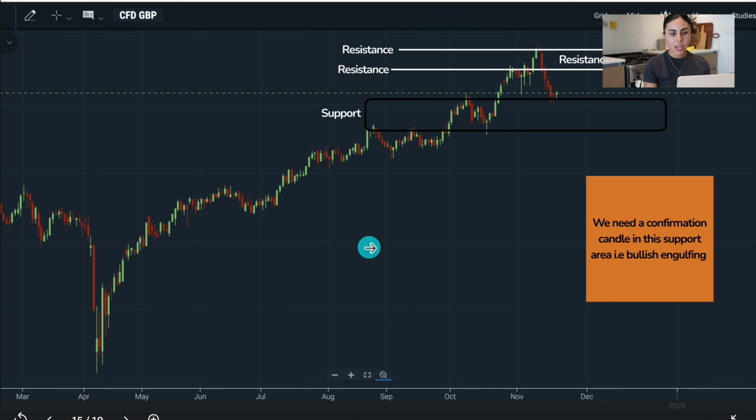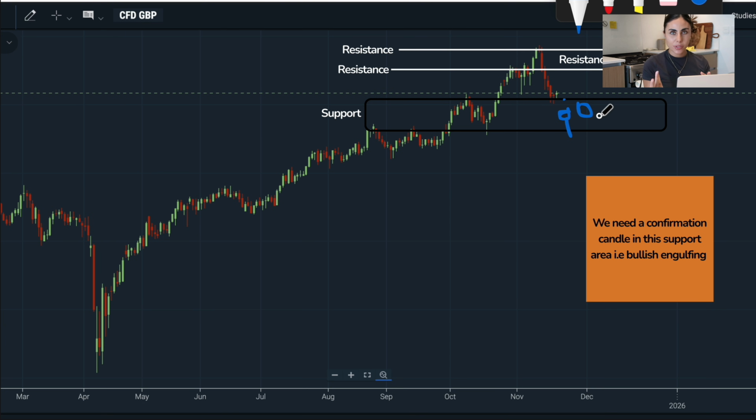So here's an example. This is the same example as earlier, but let's say there was a hammer right over here. Your first instinct, oh, I'm going to quickly buy. Yes, but just wait for another green candle for your confirmation, just to stay on the safer side.